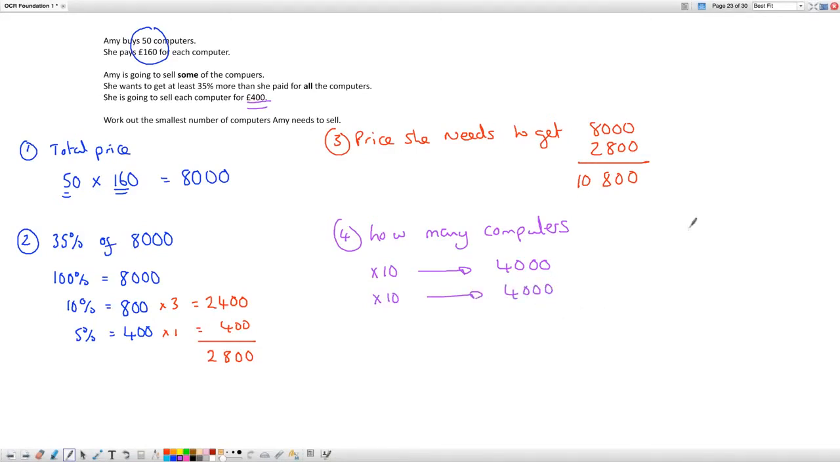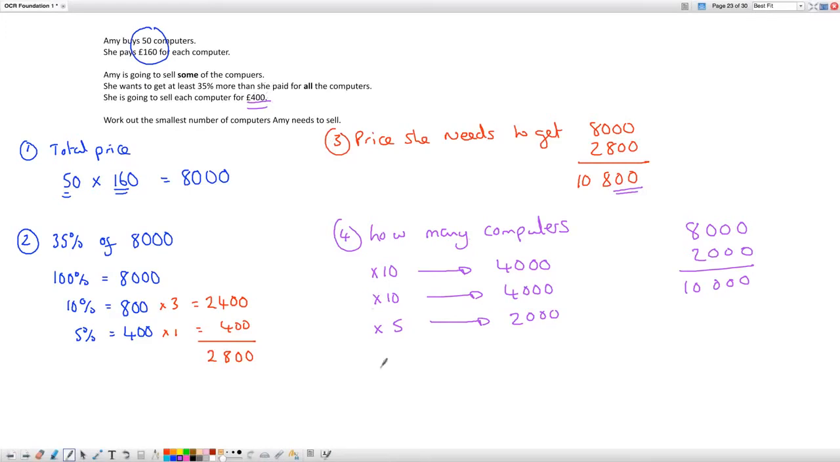Another 4,000. Total then, 8,000 she's made. Okay, what about another 5? Let's get half of that amount. So another 5 will give us another 2,000. Add another 2,000 here. We've got 10,000. So we're almost there. We need another 800.